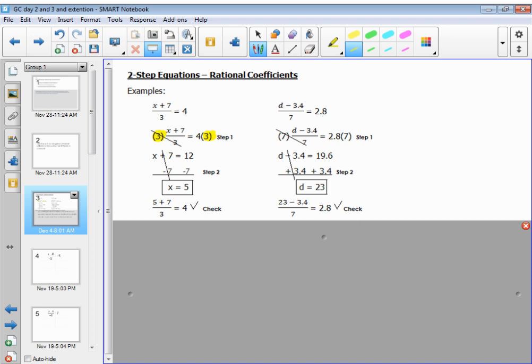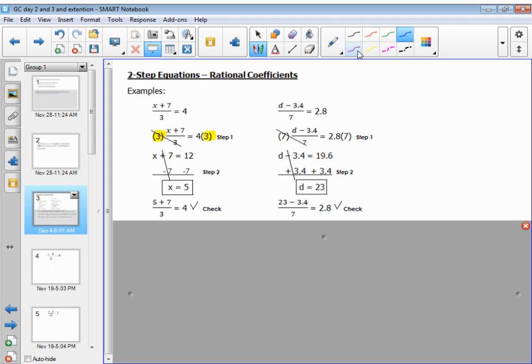Well, to make it disappear, use your inverse operations. I multiply both sides by 3. On the left-hand side, I'm left with x plus 7, and on the right-hand side, 4 times 3 gives me 12. Now we're left with a basic one-step equation. If I'm adding 7, my inverse operation tells me I'm going to subtract 7 from both sides. Those 7s cancel out to 0, and I'm left with x is equal to 5.